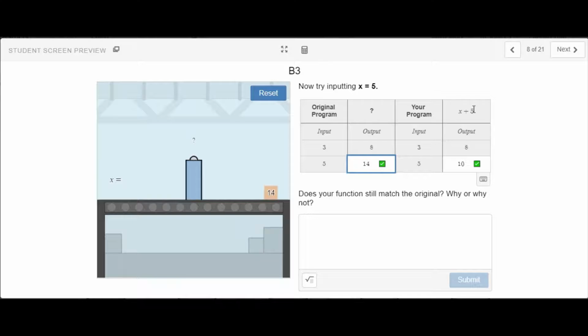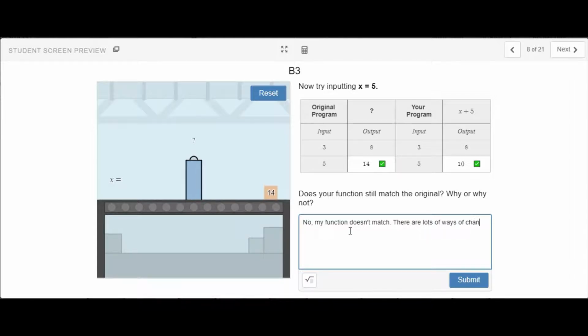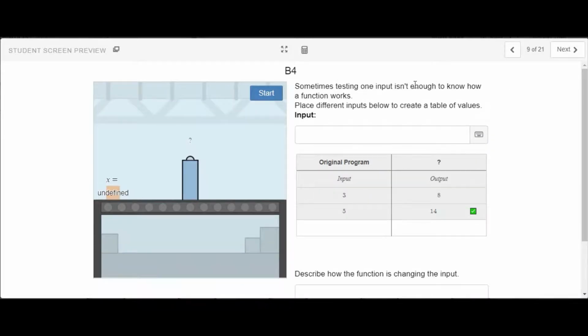So it looks like my rule doesn't match up with the machine. No, my function doesn't match. And the reason why it doesn't match is there are lots of ways of changing 3 into 8. So I could plus 5, but I'm sure there are other ways of changing 3 to 8. And so let's see what are some other ways. So sometimes testing one input isn't enough to know how a function works. We need to try a couple different numbers to understand the pattern.